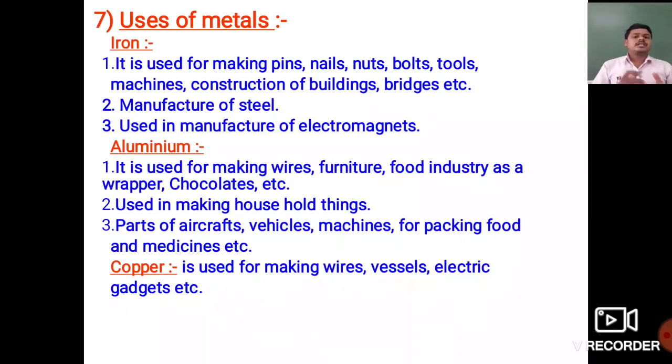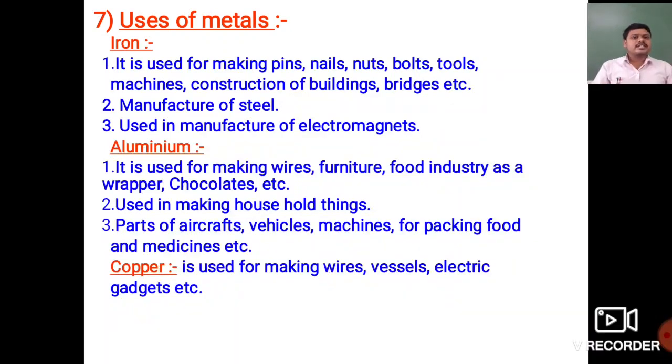Iron is used in the construction of buildings and bridges, for various purposes in construction. It is also used in the manufacturing of electromagnets. Iron is very helpful for the manufacturing of artificial electromagnets. So these are all the uses of iron.